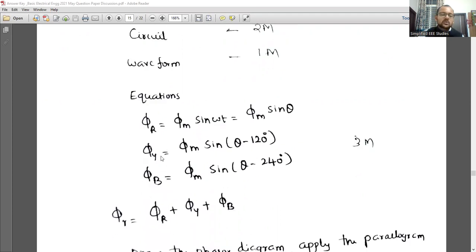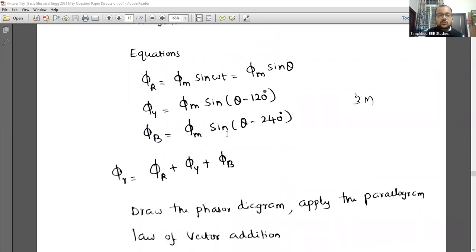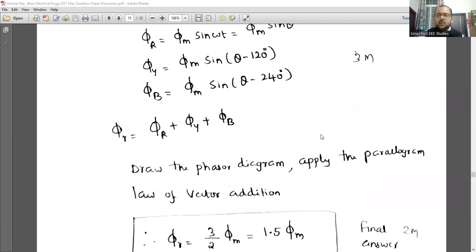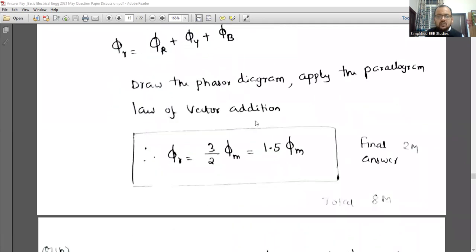Later you have to mention the flux. Flux is sinusoidal in nature. Phi R can be written as phi m sin theta. Phi Y will be written as phi m sin(theta minus 120). Phi B can be written as phi m sin(theta minus 240). If you write it, definitely you will get another 3 marks. Draw the vector diagram. Apply the parallelogram law of vector addition. Then phi r equal to 3 by 2 phi m. Phi r is the resultant flux, which is equal to 1.5 times the maximum flux.